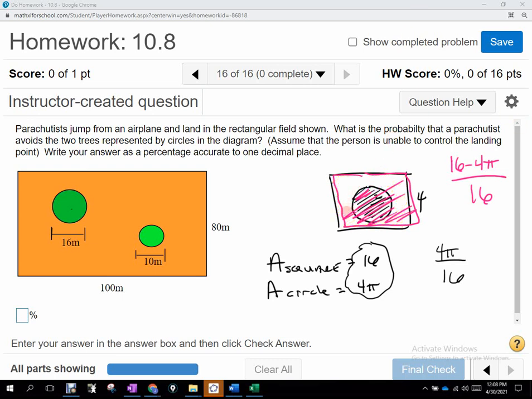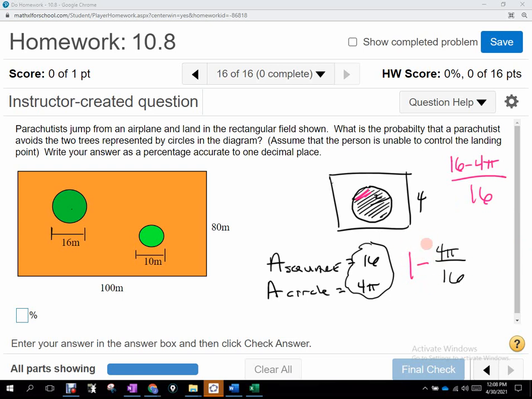We were talking about the probability that we land in the circle. And that was this here, correct? Well, the probability of landing in the white would be everything else, isn't it? So it'd be 1 minus 4 pi over 16, which is the same thing you did when you took 0.7 and got the 0.3, right? You took 1 minus 0.7.